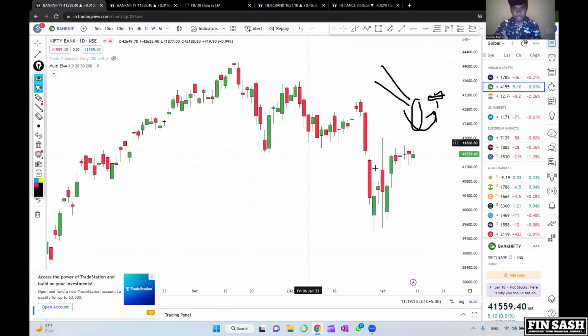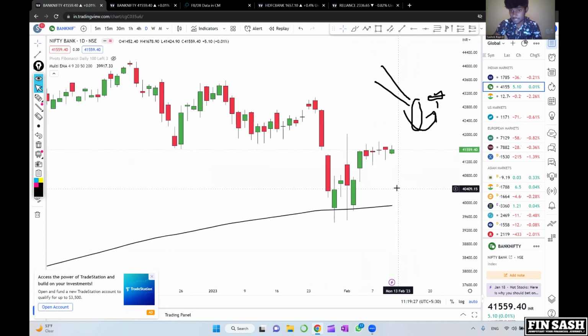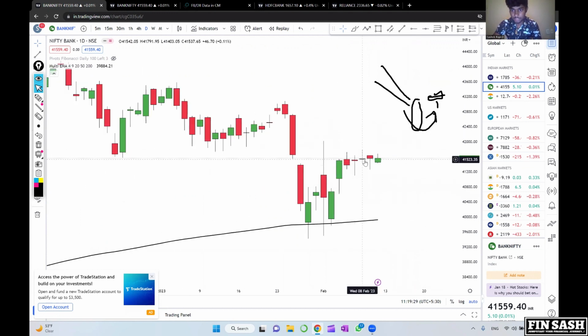It took support from its 200 moving average, gave a huge bullish run, and the market's been sideways for almost 1, 2, 3, 4, 5 days. It's been sideways since probably the entire week of last week, and it's been a pretty boring market. But you guys can expect a big movement in the upcoming week, whether it's the upside or the downside.